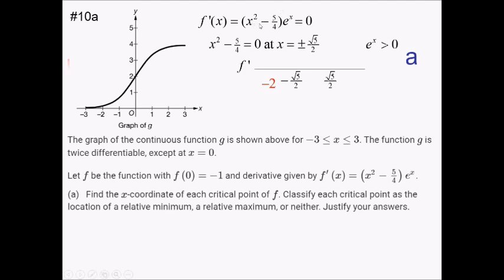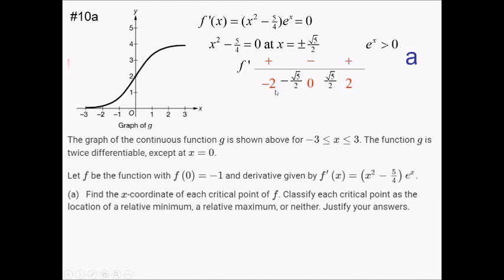But this x squared minus 5/4 could come out negative or positive. If I plug in negative 2, that's going to be 4 minus 5 over 4, which comes out positive. And now something between these critical values, well, we can try out 0. That's going to give me 0 minus 5/4, which is negative. And then if I plug in something bigger than root 5 over 2, like 2, that's going to give us 4 minus 5/4 again, which is still positive.